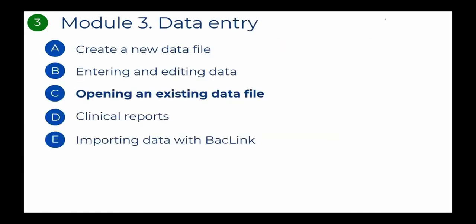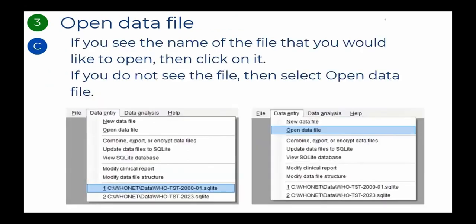We will now move on to Section C. How do we open an existing data file? I have now returned to the WhoNet main menu. I click on the menu for data entry. There are two options for opening a data file that already exists. At the bottom of the menu on the left, WhoNet shows me a list of the data files that I have opened most recently. If I see the name of the file that I would like to open on this list, I click on it. Or if I do not see the file, then I select Open Data File, as you can see below right.